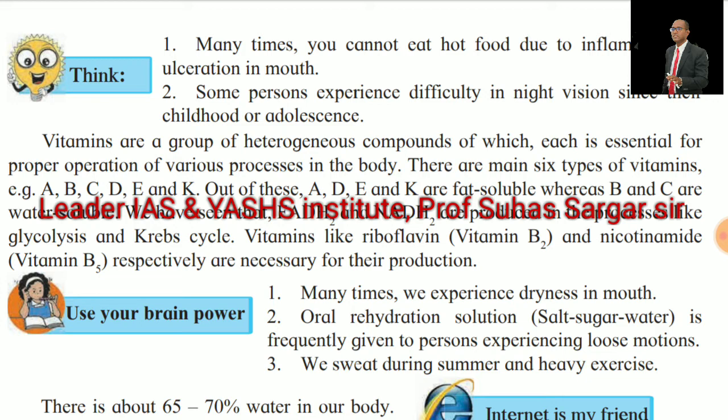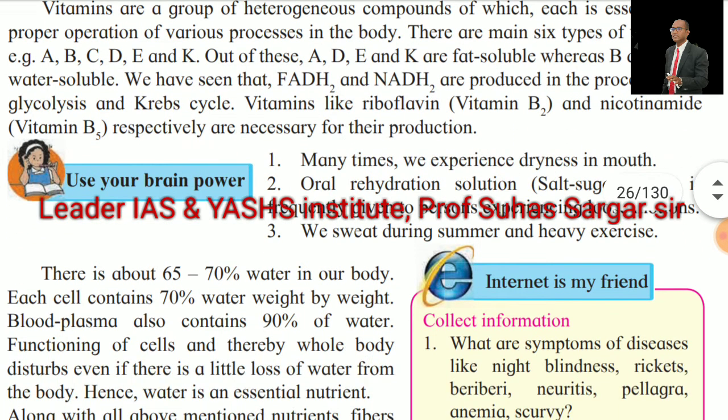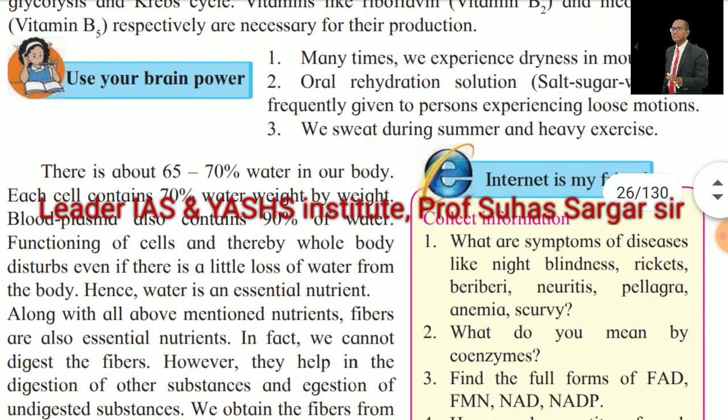We have seen that FADH2 and NADH2 are produced in processes like glycolysis and Krebs cycle. Vitamins like riboflavin, vitamin B2, and nicotinamide, vitamin B3, respectively, are necessary for their production.